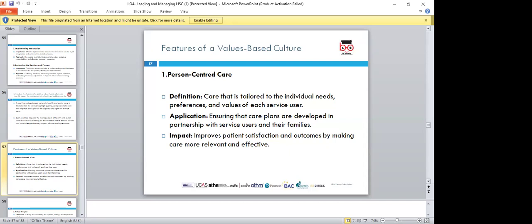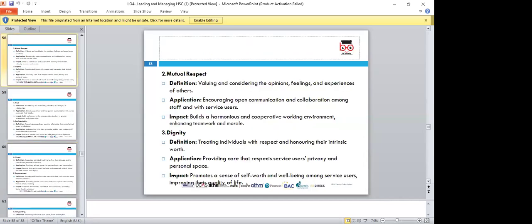And you ensure that care plans are developed in partnership or in consultation with the patients, very important, and their families, or probably the next of kin. In person-centered care, there should be mutual respect. There should be dignity.